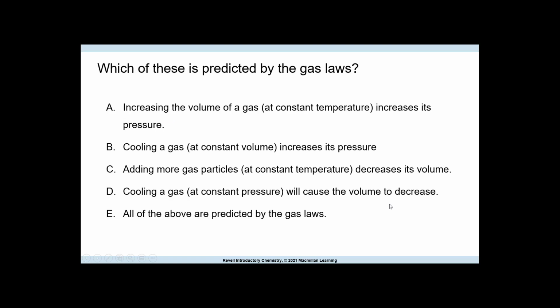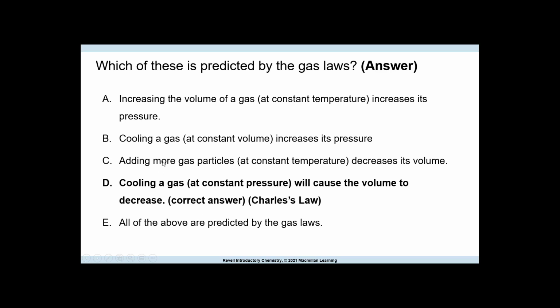Okay, so which of these is predicted by the gas laws? I'm just going to jump ahead. Cooling a gas at constant pressure will cause the volume to decrease. Once you learn the laws, then you should instantly be able to determine, okay, this is what happens with that. That goes with that law.